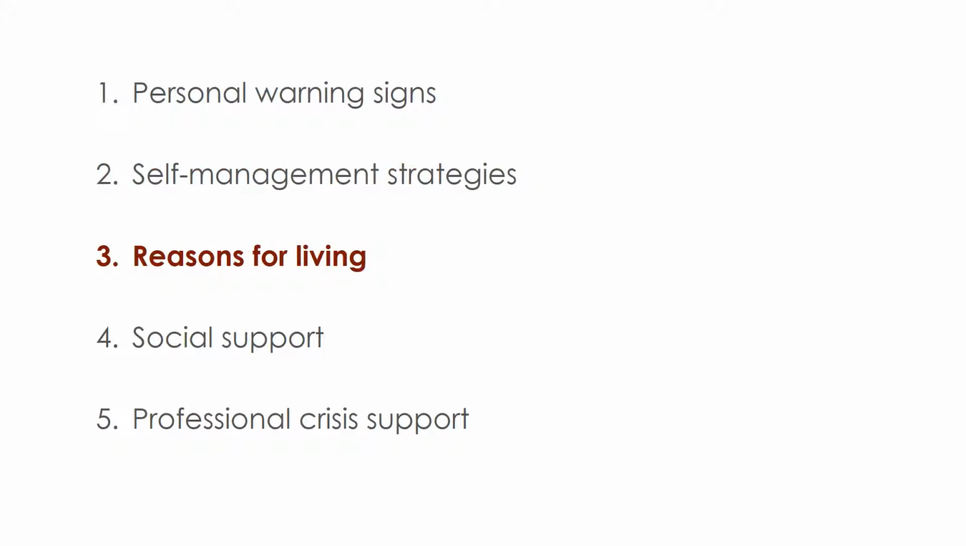3. Reasons for living. These are things that provide a sense of purpose or meaning in life. 4. Social support. These are people who provide support or elevate one's mood during tough times, such as friends and family members. 5. Professional crisis support. This includes contact information for healthcare providers, crisis hotlines, and emergency services.